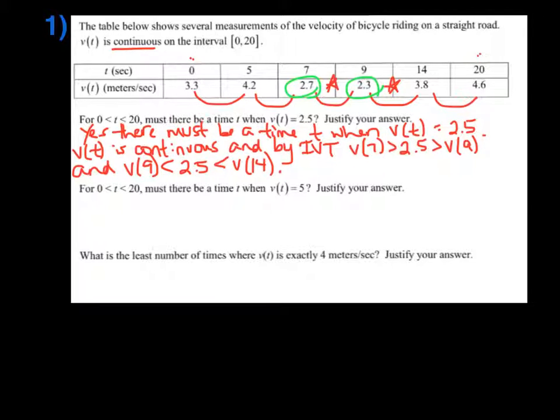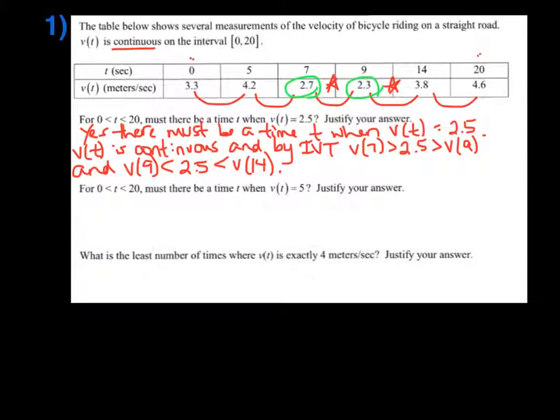Okay, let's move on to the next one. For 0 < t < 20, must there be a time t when v(t) equals 5? So you can see very common language, and this is a very common way that the AP will ask this question. Okay, so for a time interval from 0 to 20, must there be a time when the velocity is going to be at 5?